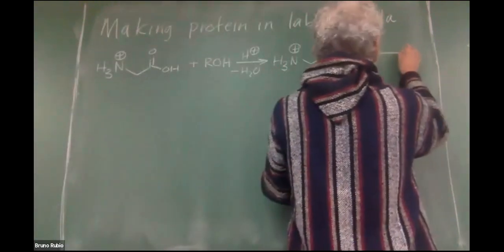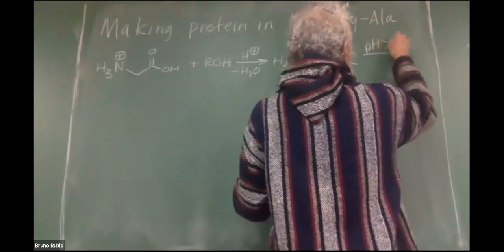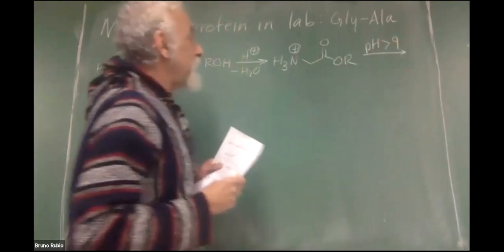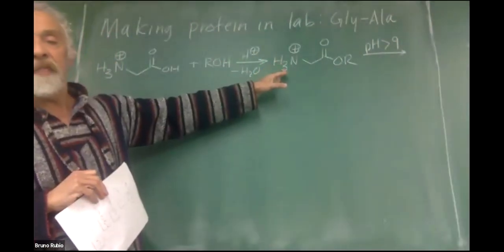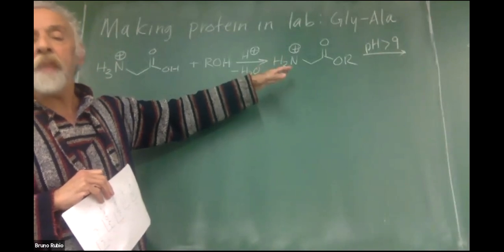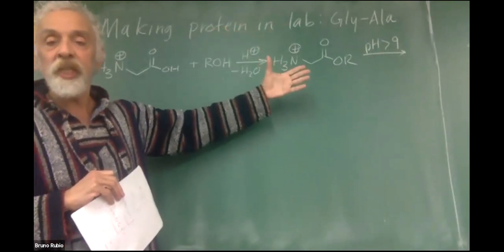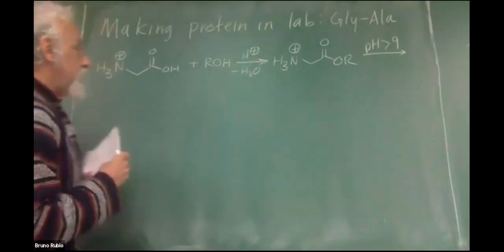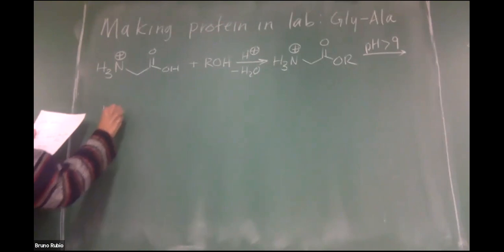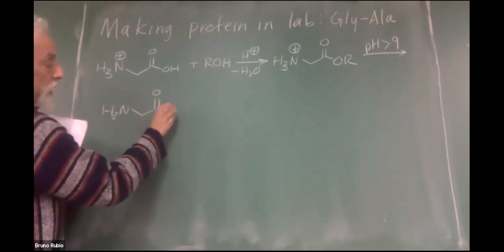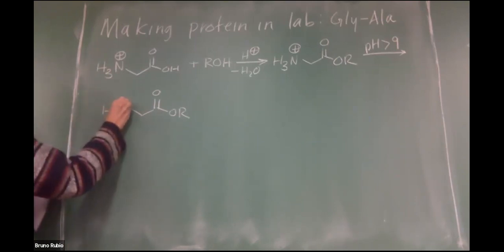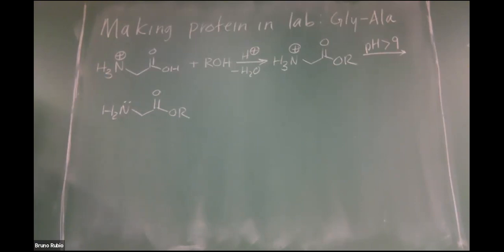Okay, so now what we would do is adjust the pH to something greater than 9, and the pKa of these ammonium protons is about 9, so that when we raise the pH above 9, we're going to get deprotonation here. So we get this species. The pH doesn't affect this ester. And so now what we've done is we brought a nucleophile into play. This nitrogen atom has an unshared pair of electrons that can function as a nucleophile.